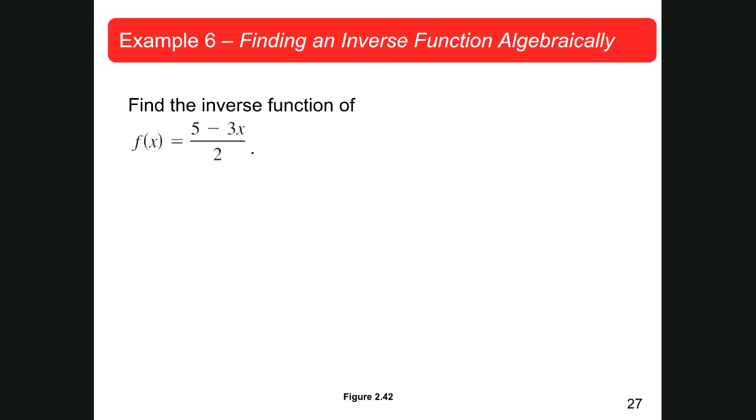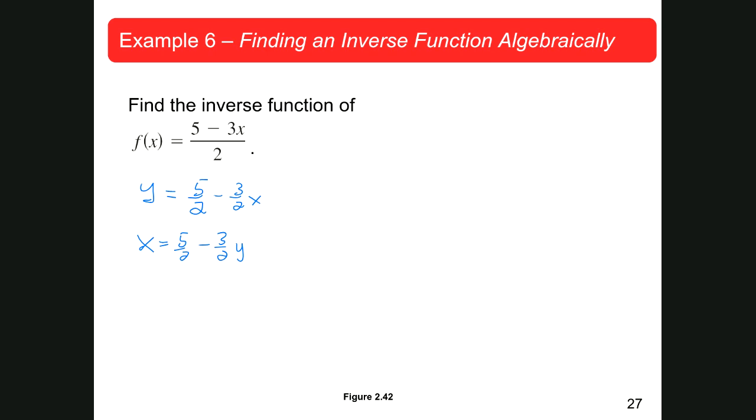All right. Find the inverse of this function. Again, I'm just going to rewrite this as y is equal to, and then I'm just going to put the 2. So this is going to be 5/2 minus 3/2 x. Flip-flop the x and y. So x equals 5/2 minus 3/2 y.